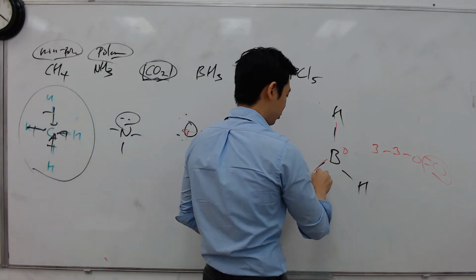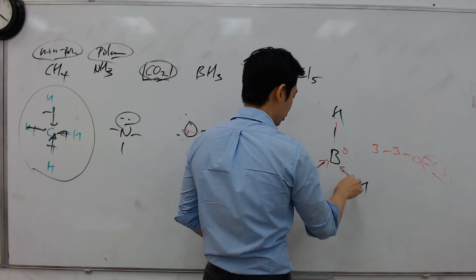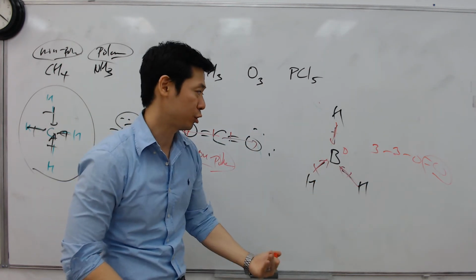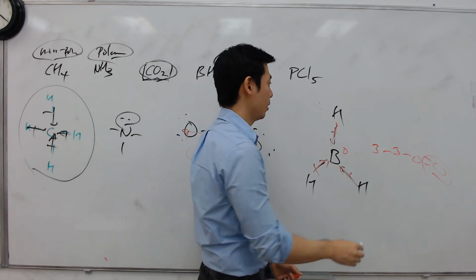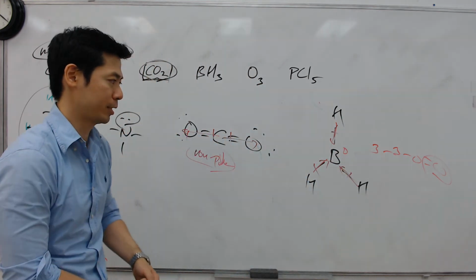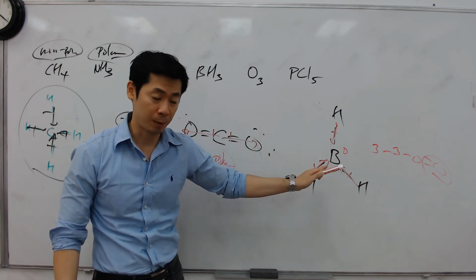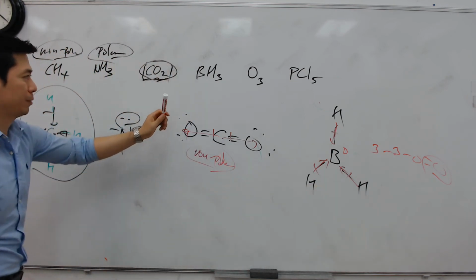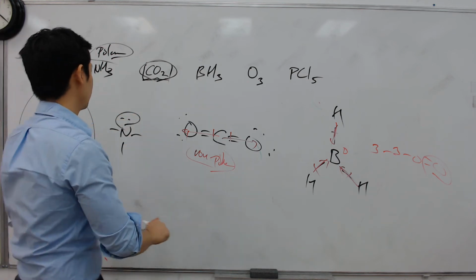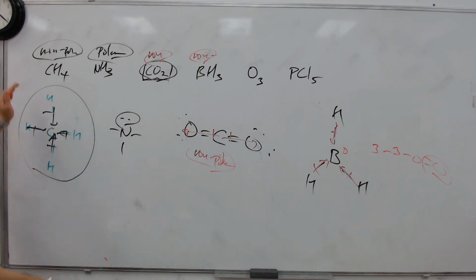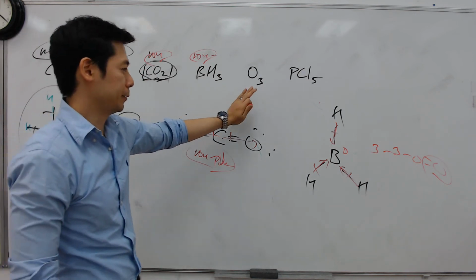Yeah, so it's a trigonal planar. Boron might be more electronegative. What happens, guys? It cancels out, okay? Due to the symmetry of the molecule, it becomes a nonpolar molecule. So this becomes what, guys? Trigonal planar shape, sp2. This becomes a nonpolar molecule. So this is nonpolar, nonpolar, okay, nonpolar, this is polar, O3.